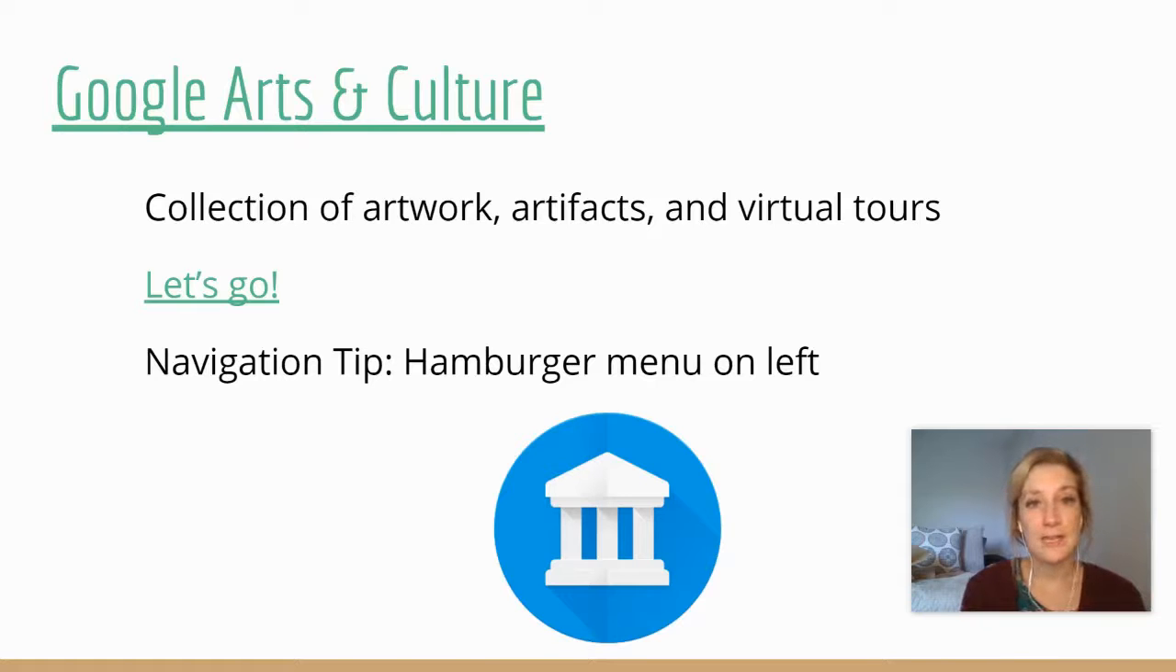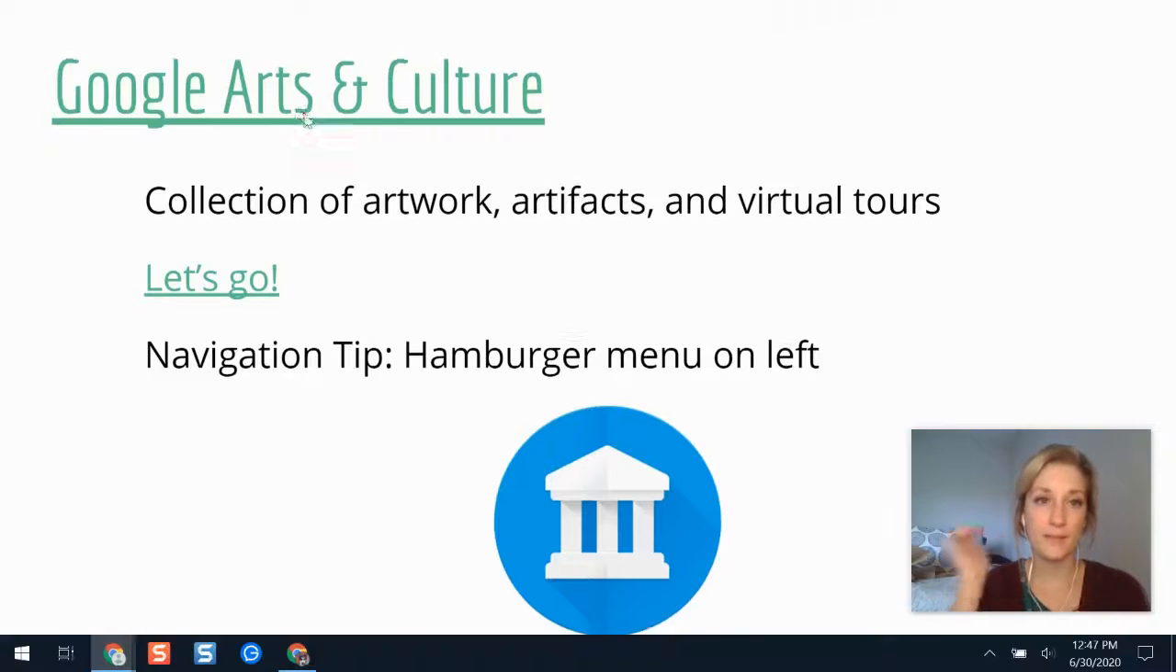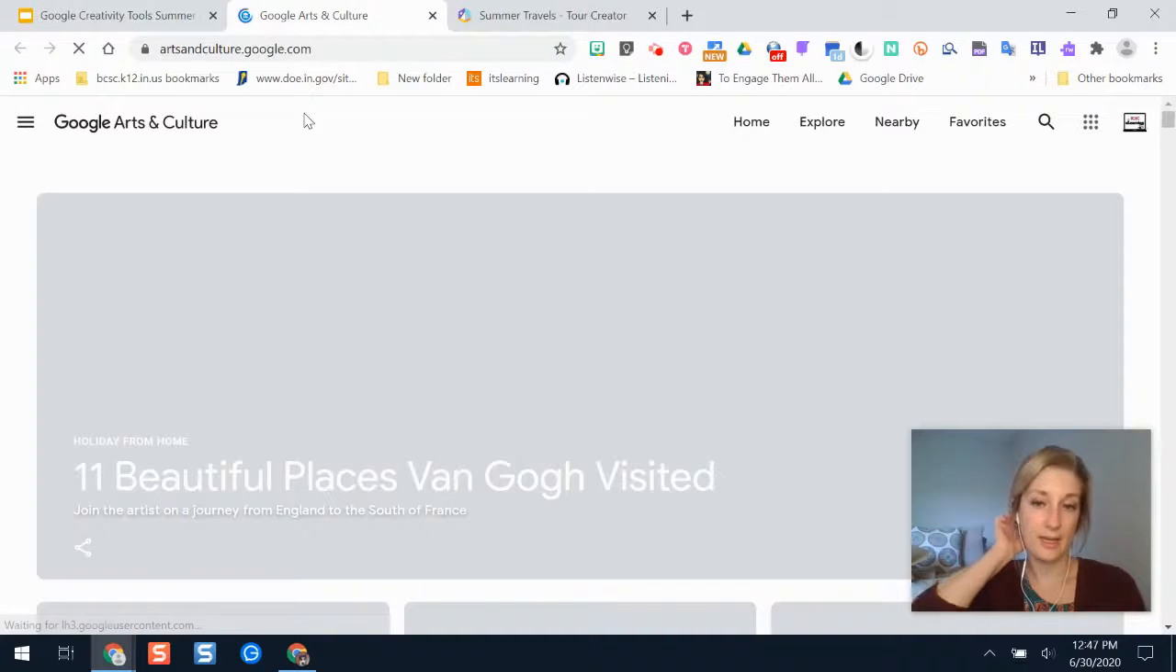So Arts and Culture is a collection of artworks, artifacts, and virtual tours. And it's really made possible through Google and Google's partnership with famous museums and institutes and historical societies on a global level. So to get to Google Arts and Culture, I can click here. It works on a cell phone. There's an app for it.